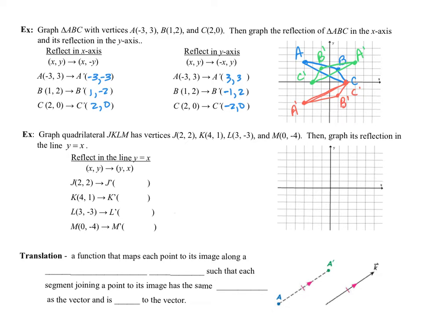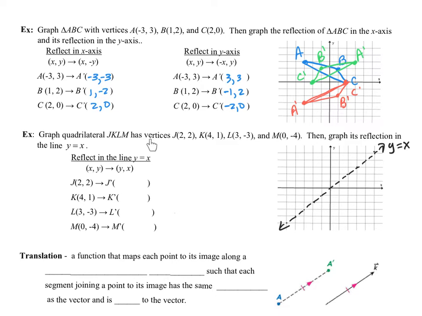Okay, and then the next example says, graph quadrilateral JKLM with these vertices, and then graph its reflection in the line y equals x. So the first thing I'm going to do is actually draw the line y equals x so we can see the line that we are reflecting over. Okay, so that's the line y equals x. We're going to flip over that line, or reflect in that line.